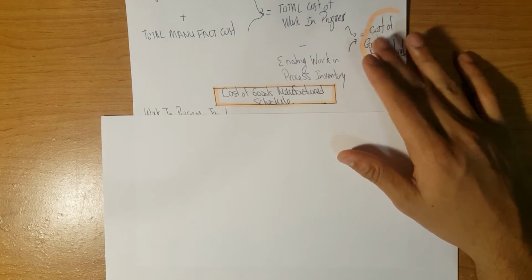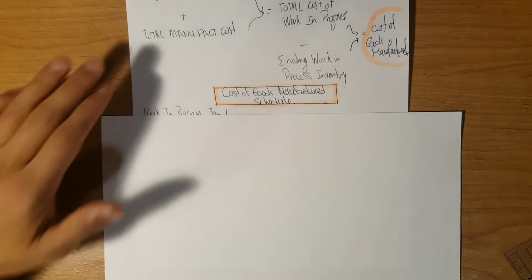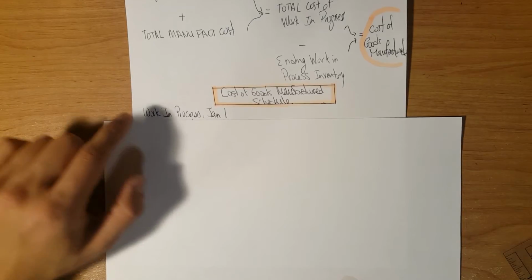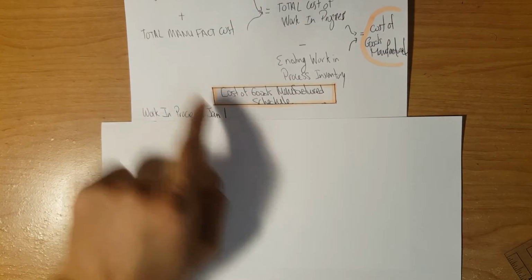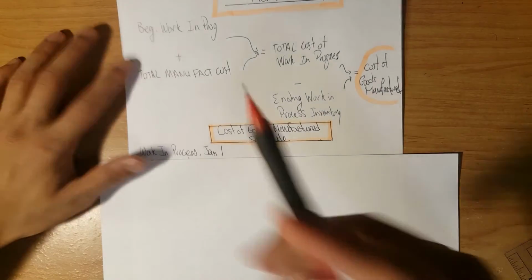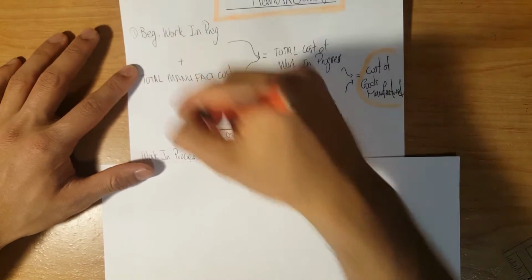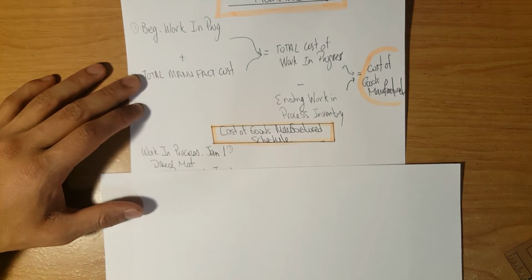How do we present a cost of goods manufactured schedule? It is done in the following way. The work in progress on the first of the month, January 1st. Beginning work in progress, this is the same thing. So let me put 1, and I'm going to put 1 over here. Beginning work in progress on the 1st.